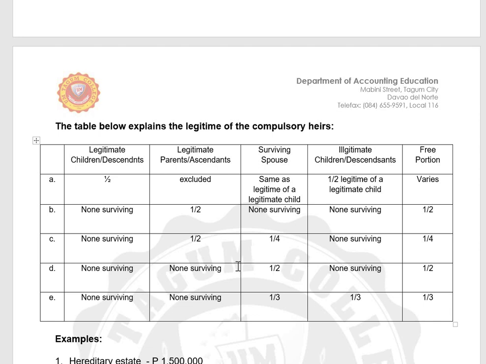Wala silang anak, no? So, 1/2 sa spouse, then 1/2 sa free portion. Ito naman, sa letter E, walang anak, walang parents, may surviving spouse, illegitimate children, and tsaka free portion. May surviving spouse, may illegitimate children. Okay, so the distribution of the hereditary estate is that 1/3 sa spouse, 1/3 sa illegitimate children, and the rest will be free portion. Yan.